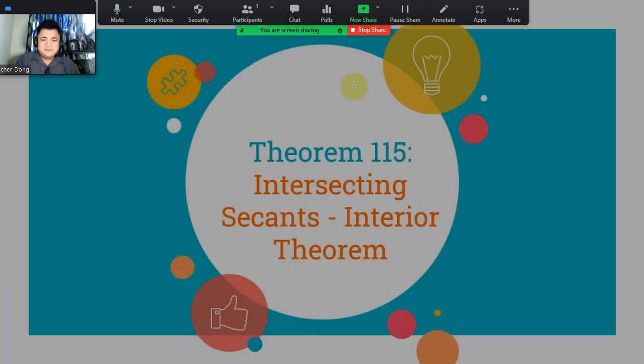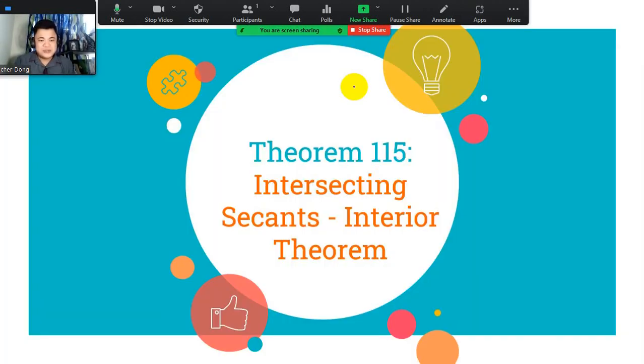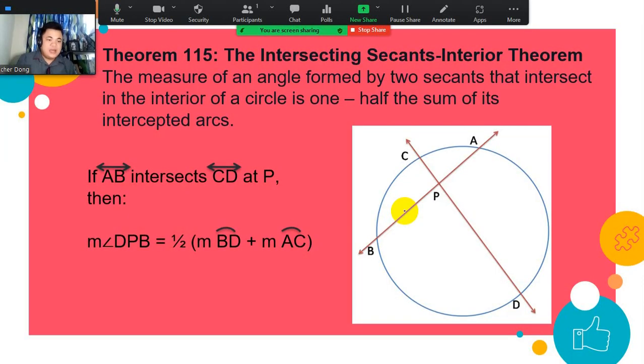Alright, let's talk about the last theorem for today, Theorem 115, intersecting secants interior theorem. In Theorem 113, don't be confused, we were talking about the exterior angle formed. In this case, we're going to talk about the angle formed inside the circle, or at the interior of the circle. Alright, so let's define Theorem 115.